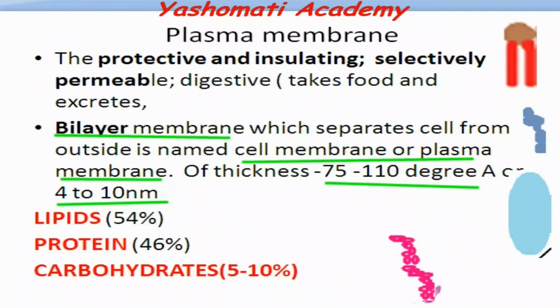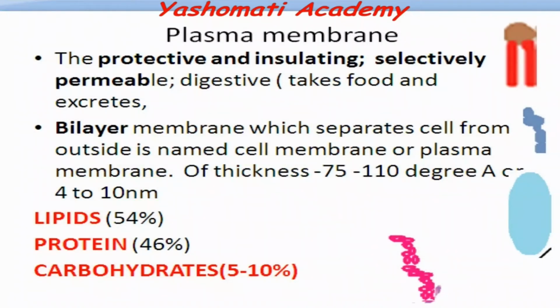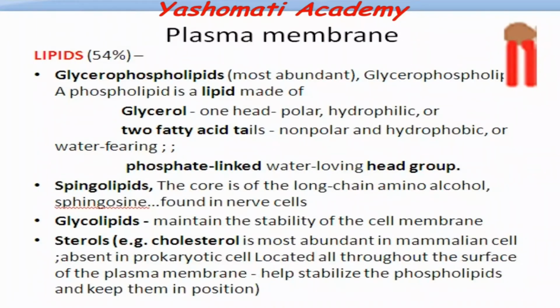And three main components which are forming the plasma membrane are lipids, proteins and carbohydrates. Let us try to understand this in detail. As far as plasma membrane lipids are concerned, they are making up to 54% of the content. Lipids can be further of four different types, that is glycerophospholipids, sphingolipids, glycolipids and sterols. These all are lipids, but they are having different molecules which are forming them. Glycerophospholipid is the kind of lipid which is most abundant.